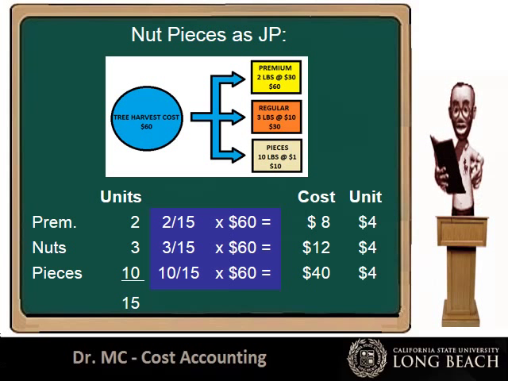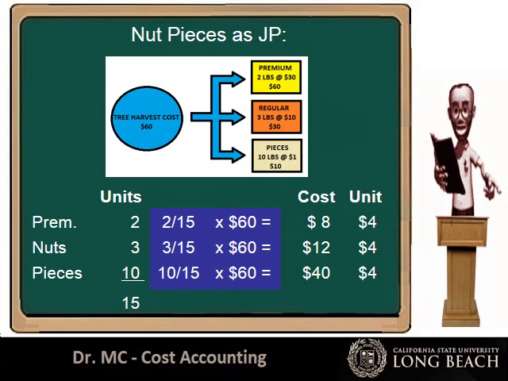The process also produces 3 pounds of regular nuts that are worth $10 a pound. Therefore the process produces $30 of regular nuts. Finally the process produces 10 pounds of nut pieces that are worth $1 a pound. Therefore the process produces $10 of nut pieces. Assume that all of the products are joint products.